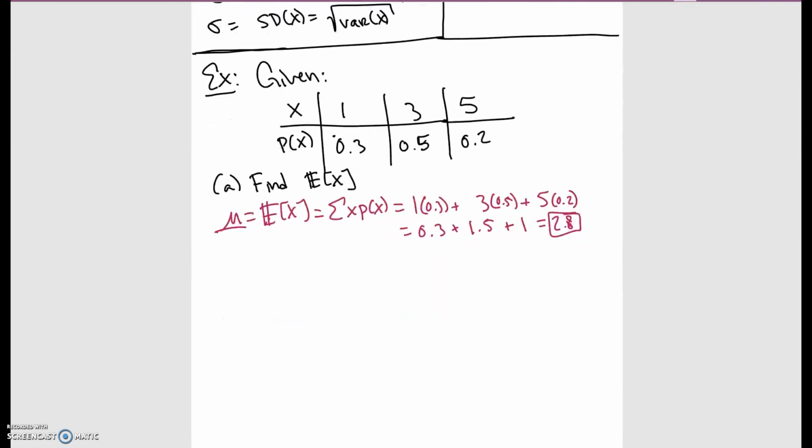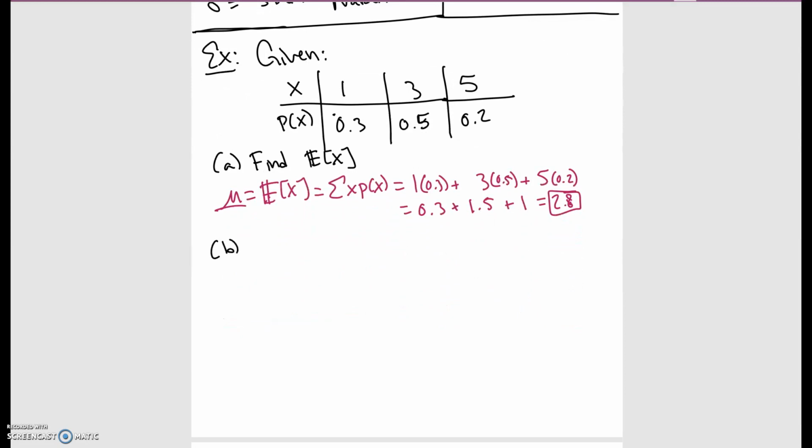For part B, let's say we want to find the expected value of x cubed. If you remember, in order to do something like this, I would have to take the x values and cube them. So I'm going to do x cubed times p of x. Every single x value that I have, I'm going to cube it, raised to the power of 3, and then multiply by the probabilities and then add them.